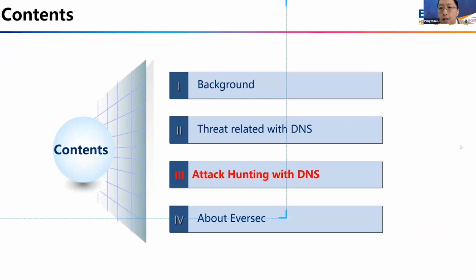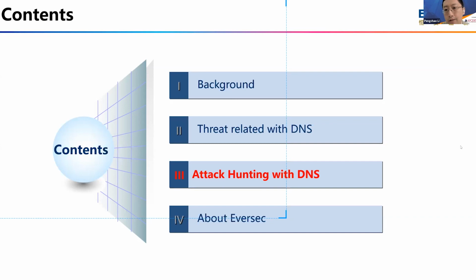Well, based on the discussion we just made, we have listed DGA related to C2, subdomain enumeration, DNS tunneling, DNS hijacking, and DNS poisoning. I think they are a little bit dispersed. Well, next I'm gonna show you how to mitigate those attacks respectively.